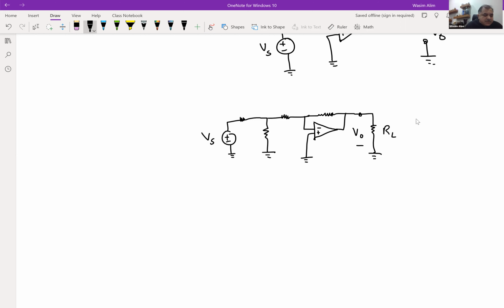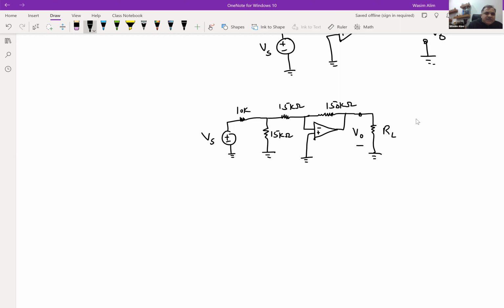This is V sub S. This is a 10 kilo ohm resistor. This is a 15 kilo ohm resistor. There's also a 15 kilo ohm resistor. And this is a 150 kilo ohm resistor. Okay, so we're not concerned with what the RL value is.